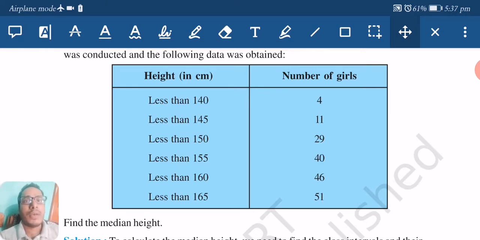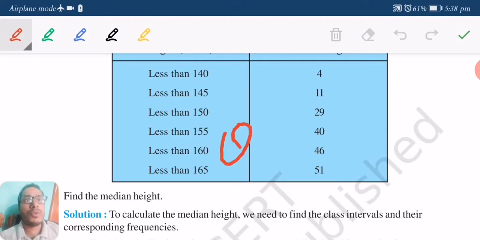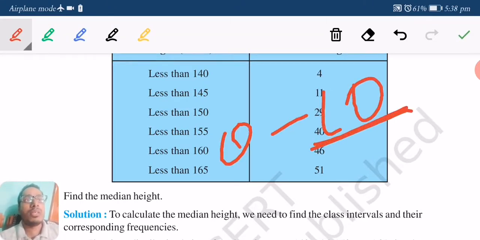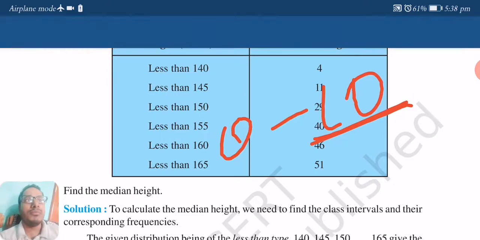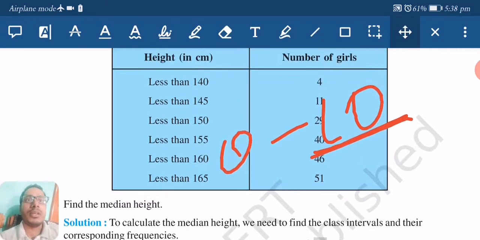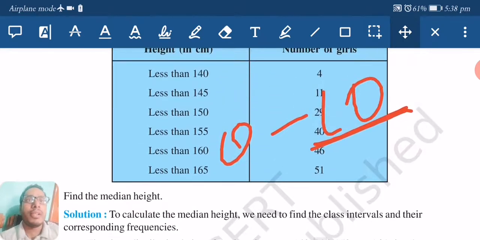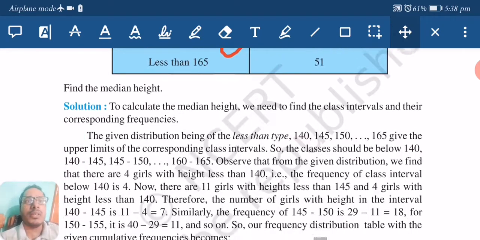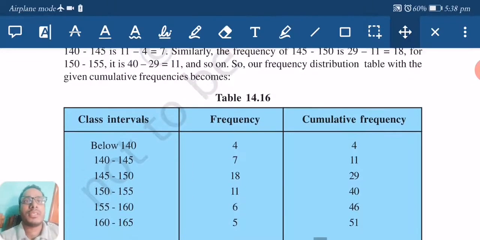It is less than. I was talking about exclusive data where the upper limit is not considered. See, if we have 0 to 10, 10 is not included, it is excluded. So less than 10 and 0 or more than 0. Based on that we make the table. If you see the table here, less than 140 and 145 means a difference of 5 is there. So below 140, then 140 to 145. The difference of 5 is there, so the class size is 5.